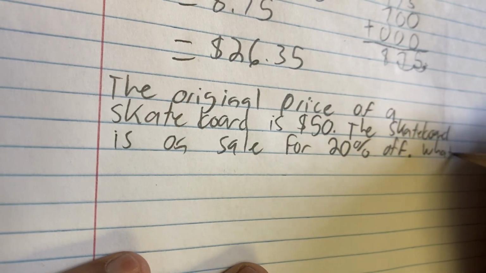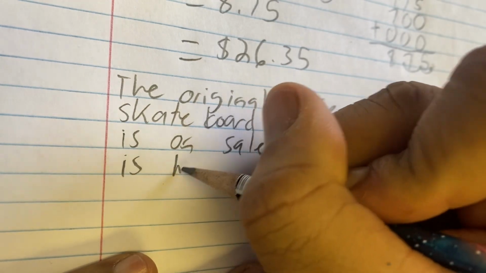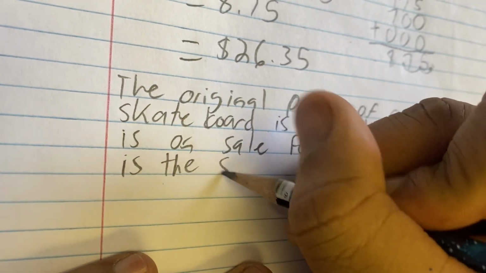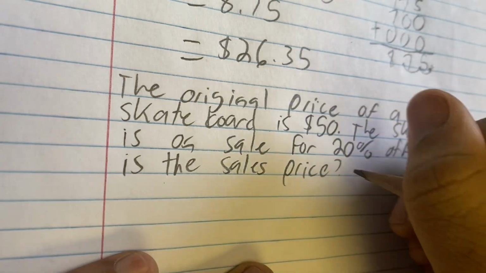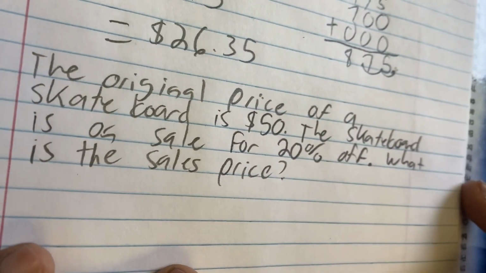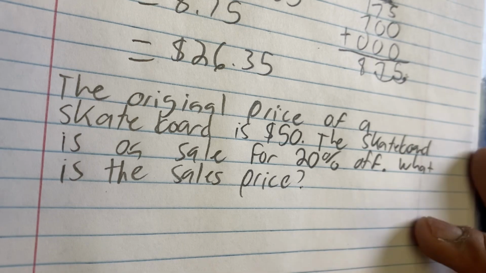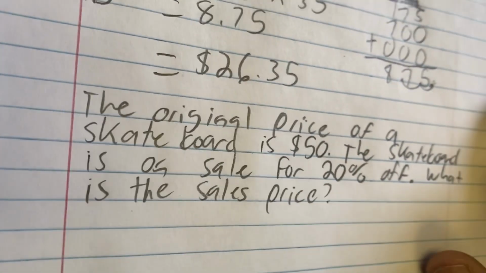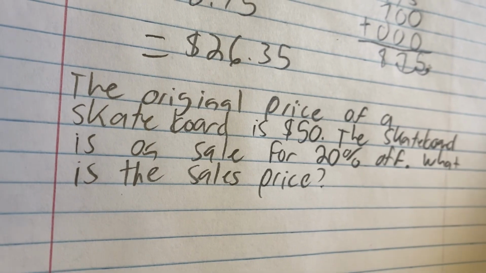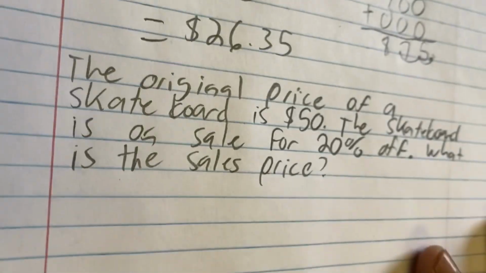What is the sales price? And remember, sales price is basically the amount it's going to be after we apply the discounts. I'm sorry that it's blurring off to the side like that. I hate that, but whatever, we're going to try our best. All right, so let's find the answer.